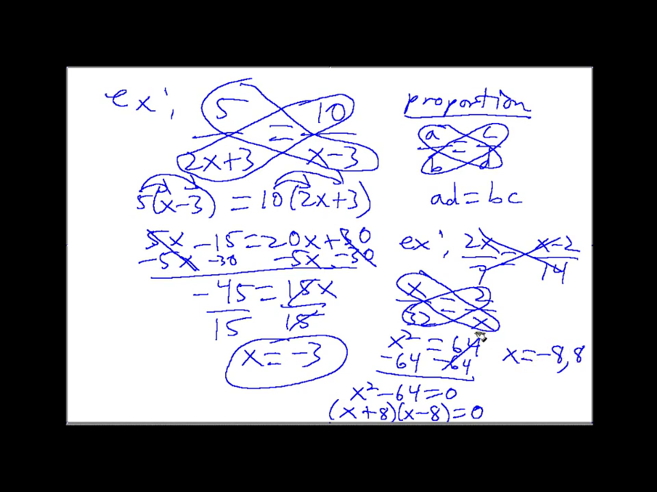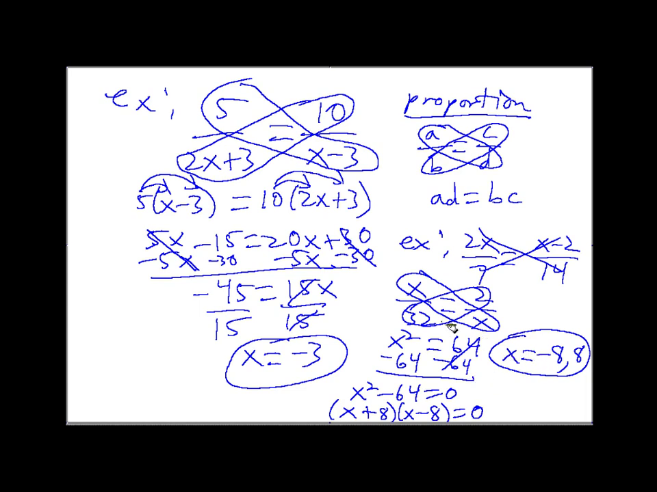And in fact, look, you can check it very easily here. Let's check positive 8. What is 8 over 32? Well, isn't that one quarter? Isn't 8 over 32 reduced to 1/4? Well, what is 2 over 8? That's also 1/4. So this answer is valid. Likewise for negative 8. So these are valid solutions here.